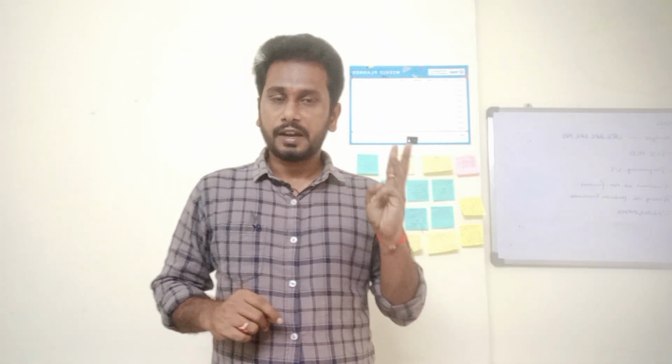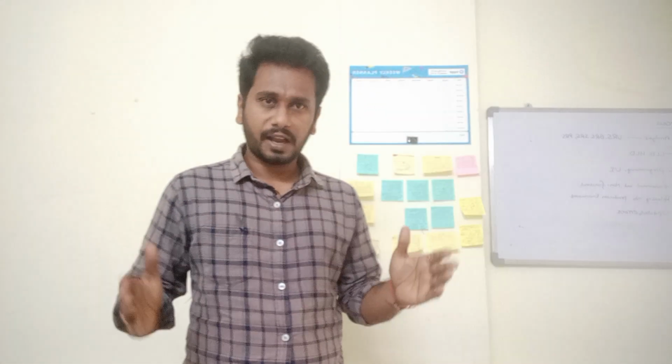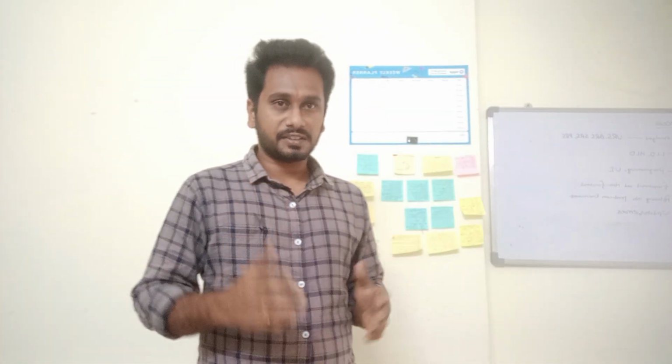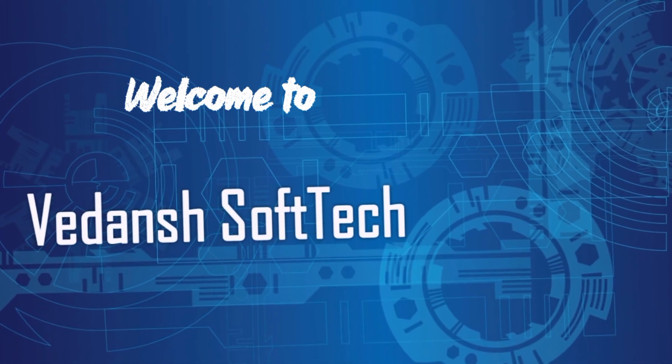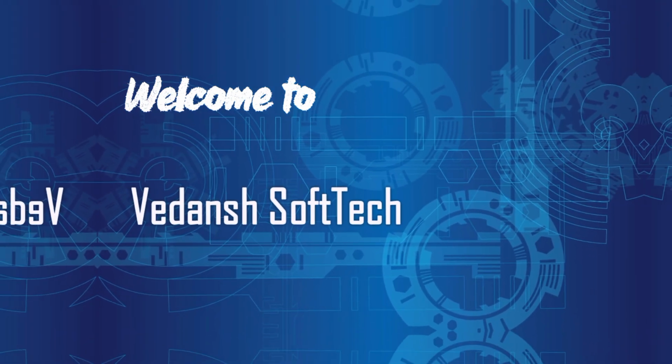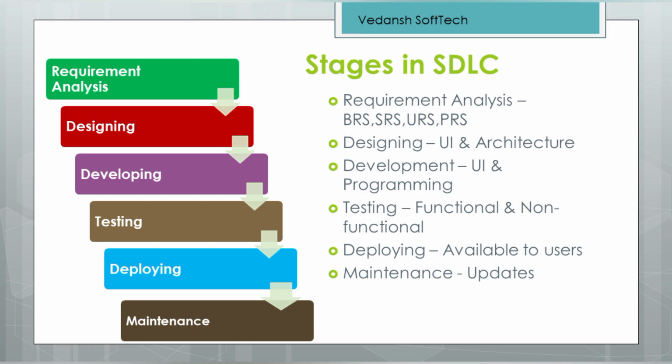The SDLC process mainly comprises 6 steps. The first one is requirement analysis, the second one is designing, the third one is development, the fourth one is testing, the fifth one is deploying, and the last step is maintenance. Let us talk about all these steps in detail in this video. Here you can see the steps I have mentioned earlier.